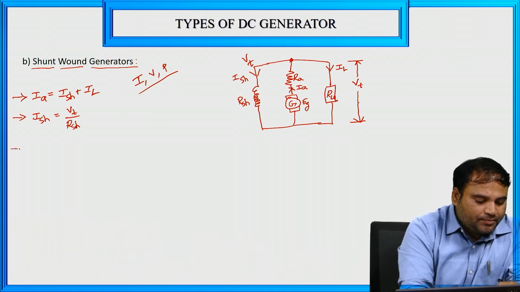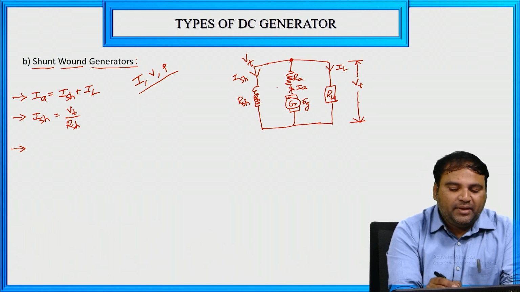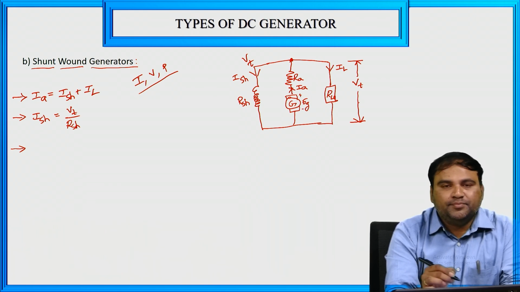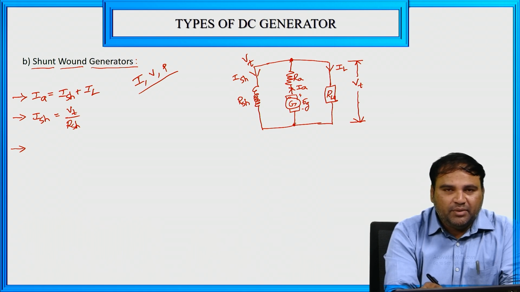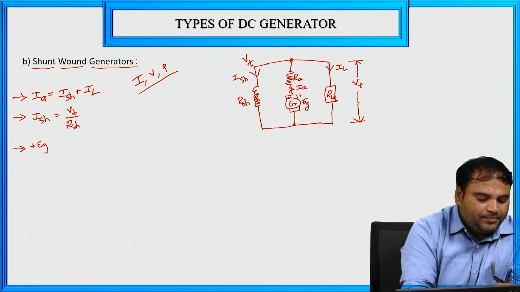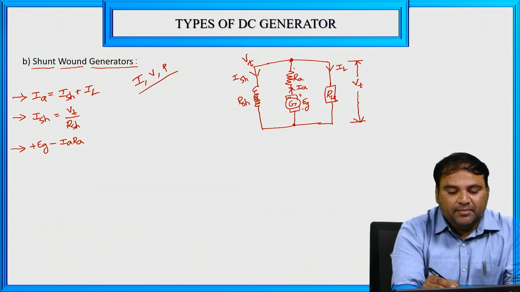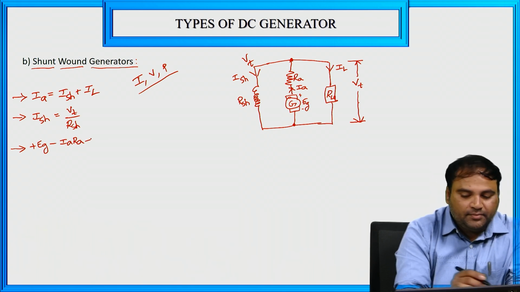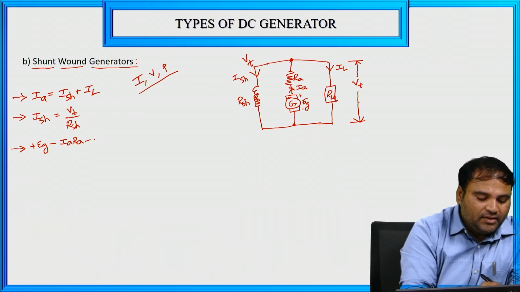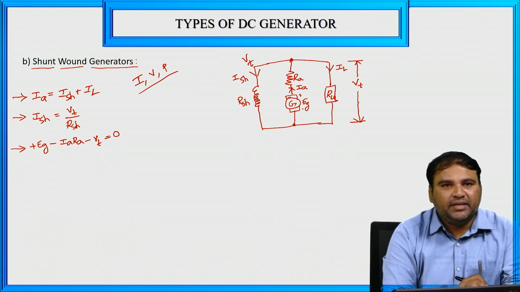So now voltage relation. Now what about the voltage relation? For the voltage relation, we can apply KVL in this loop or we can apply KVL in this loop. So here I am applying the KVL here. I am starting from this point, and always we need to take the second polarity, that is plus Eg minus IaRa, minus ILRL, or directly we can take the Vt. So I am taking the Vt here. So minus Vt equal to 0.